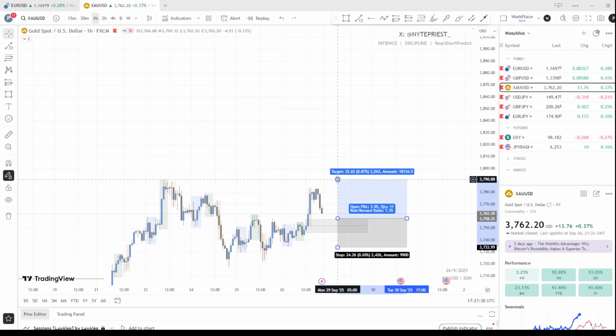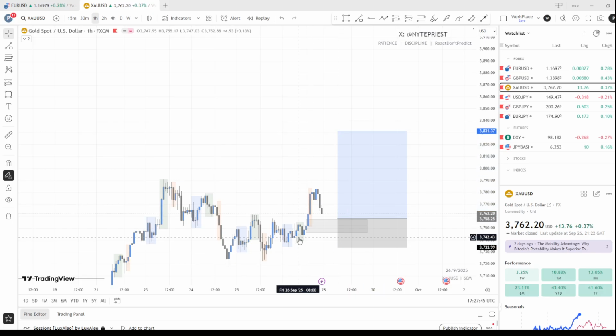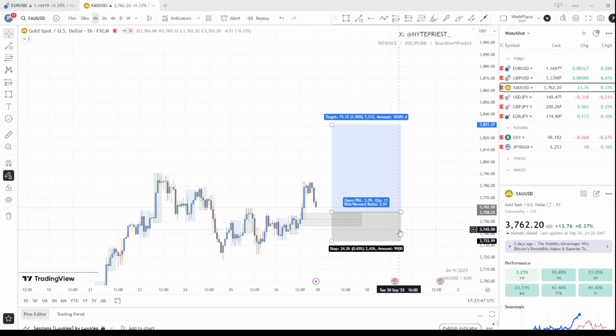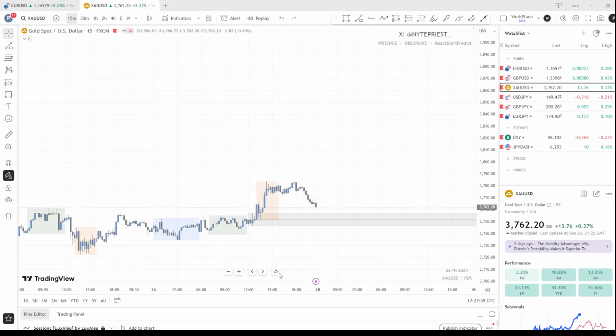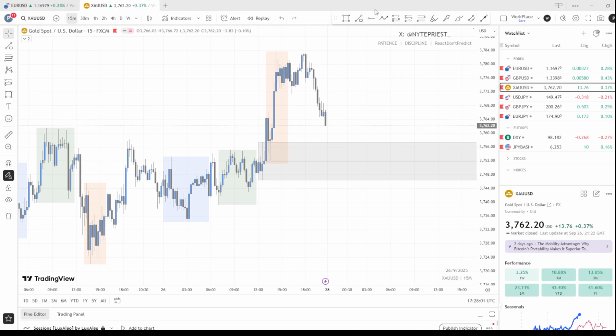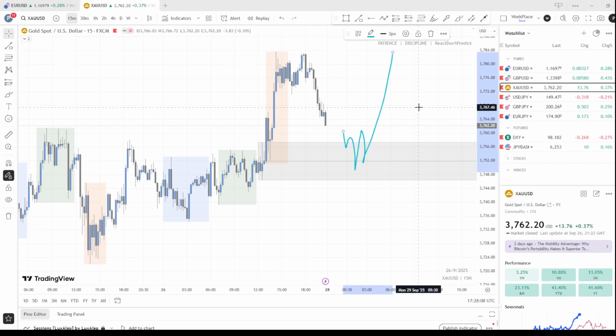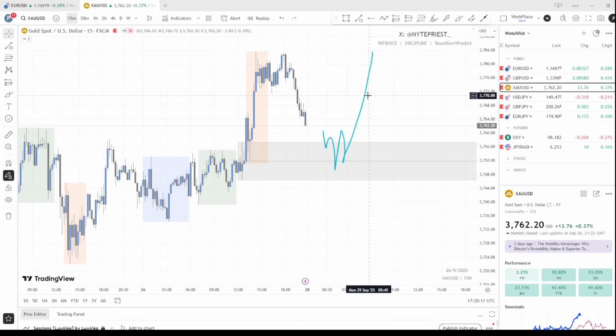And since this is too tight, I'll look for 1 to 3. So this will be my entry. Better still, I can wait for price to react, or I can watch how price reacts from this zone. I'll go to the 1 hour 50 minutes time frame, and then I'll look for something like this. Then I'll buy for a tighter stop loss and entry. Okay.